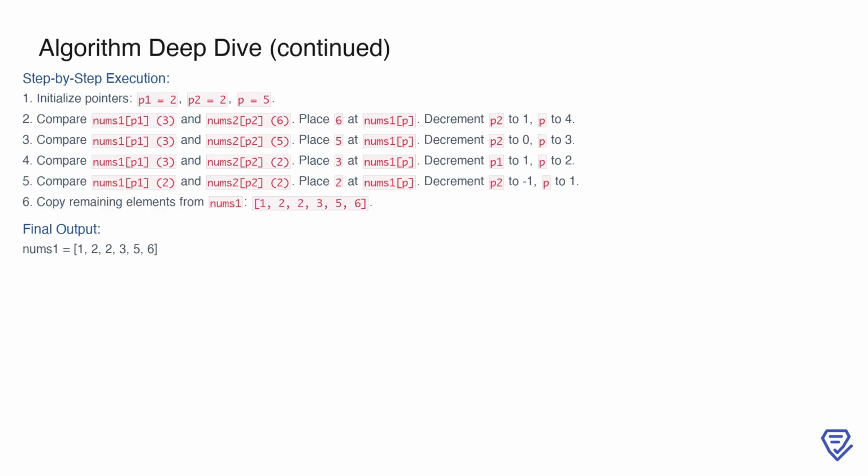In the next comparison, both nums1[p1] and nums2[p2] are 2. We place 2 at nums1[p], decrement p2 to -1, and p to 1. At this point, nums2 has no remaining elements, so the process is complete. The final merged array is [1, 2, 2, 3, 5, 6], which is sorted as required.